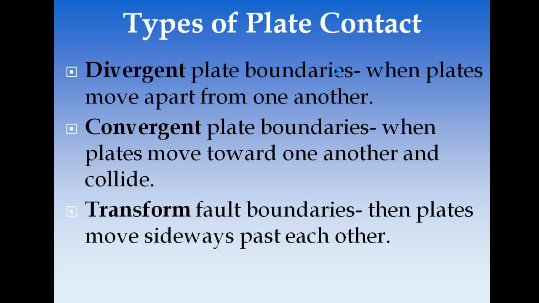So there are three types of plate boundaries. There's divergent, convergent, and transform. In divergent, they're simply moving apart, which makes sense because that means to diverge. So when plates are moving apart, new crust is being generated. In convergent, you have three types. You have ocean-ocean, ocean-continent, and continent-continent.